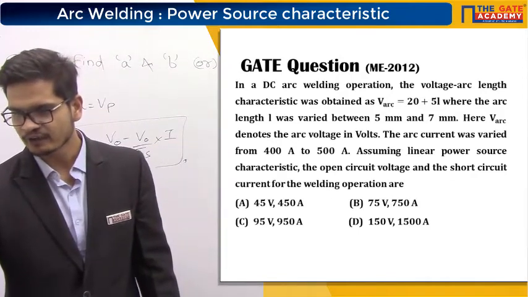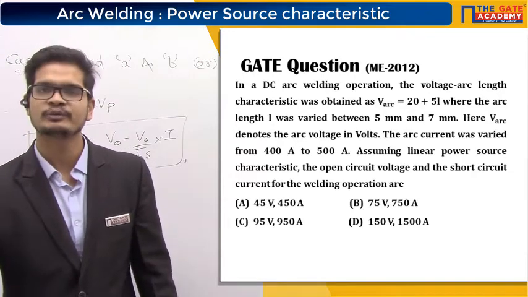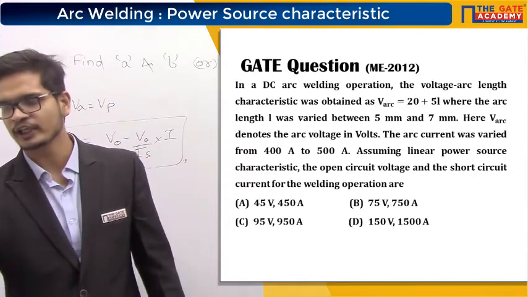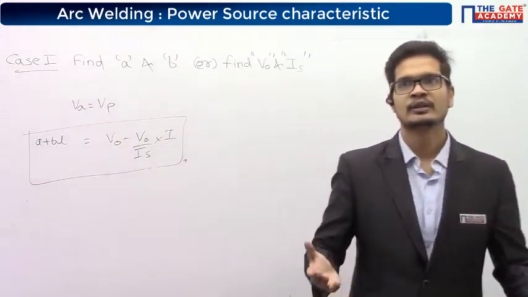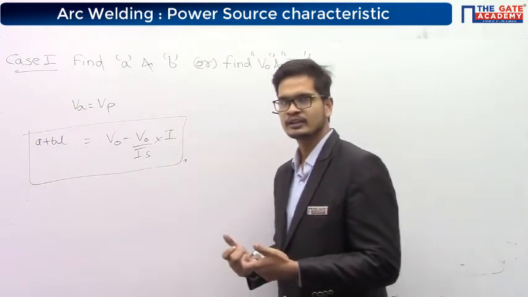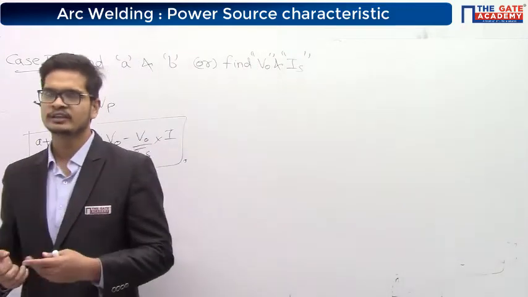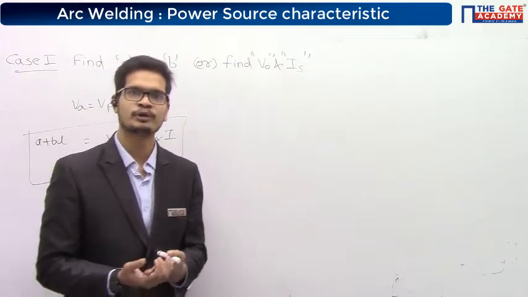See, when the arc length was 5, the current was 500. From 5, the arc length became 7, but the current got decreased to 460 amperes. Again, what is happening? When the arc length is increasing, there is more resistance of air. When there is more resistance of air, lesser current will be flowing. Okay, so please take care of that.